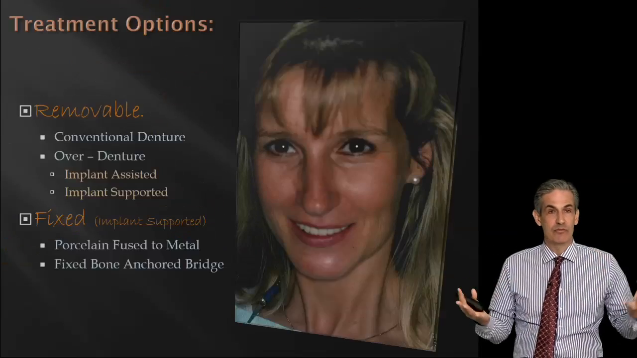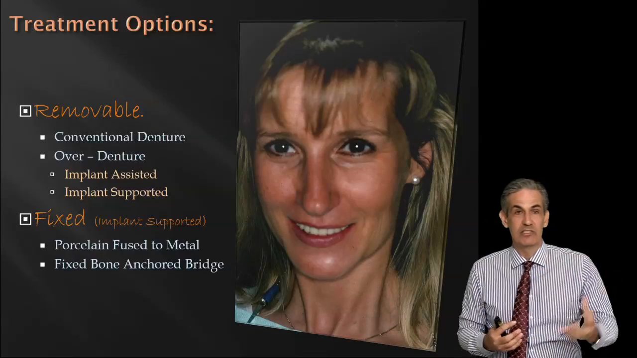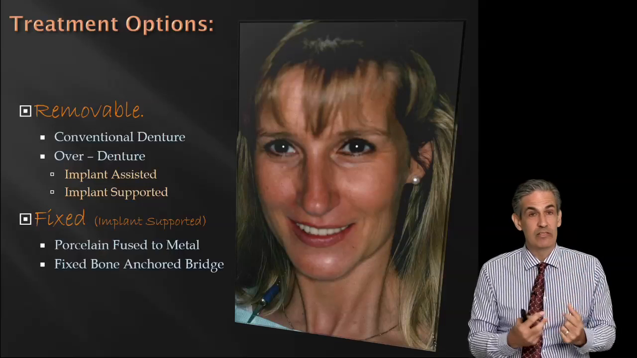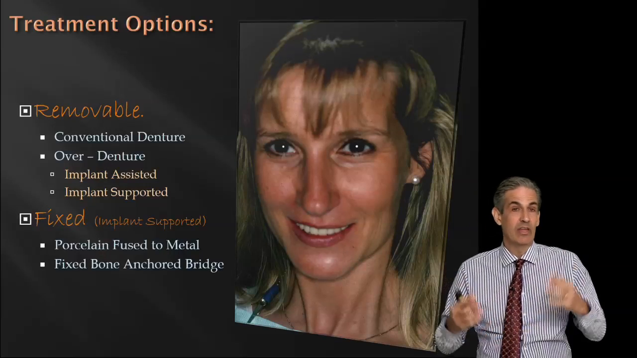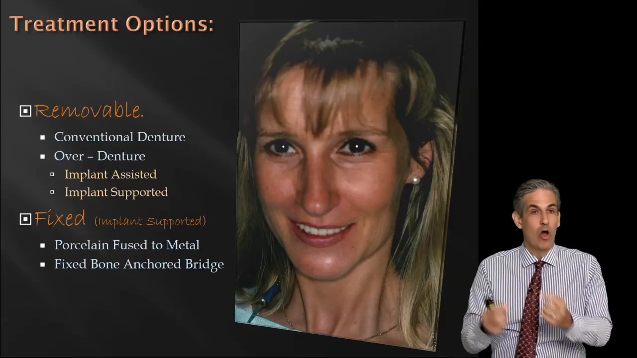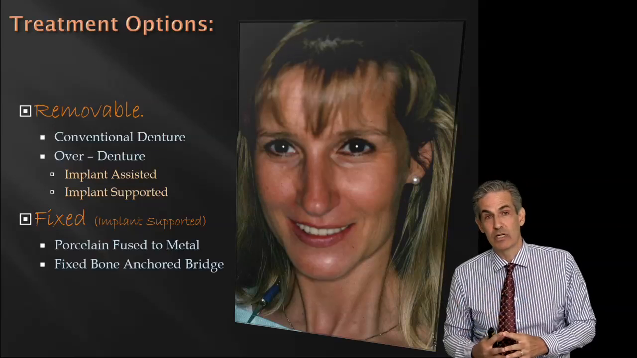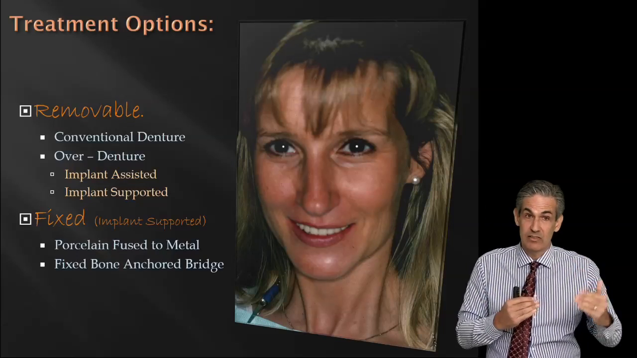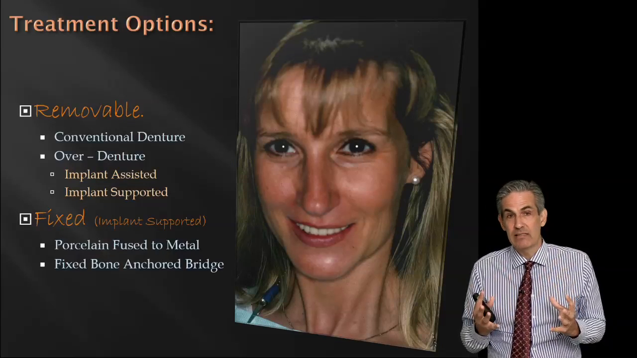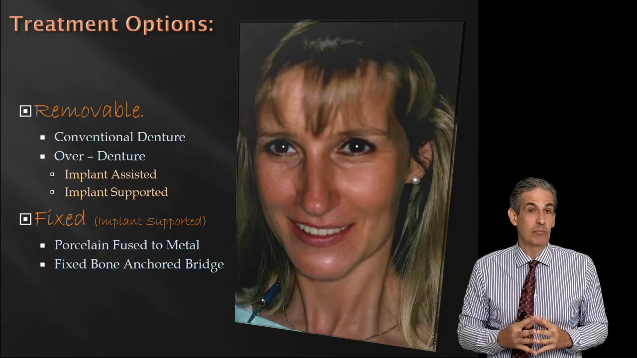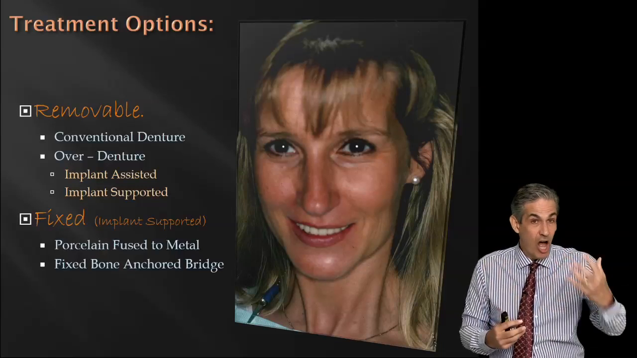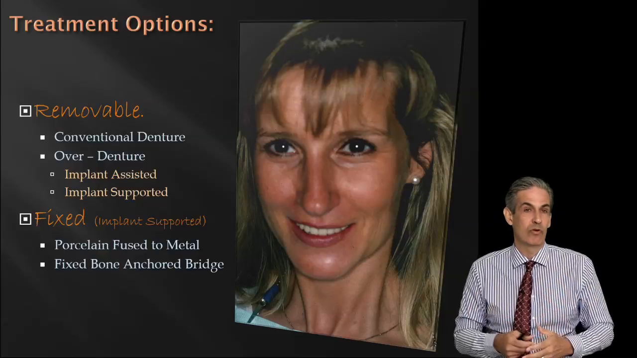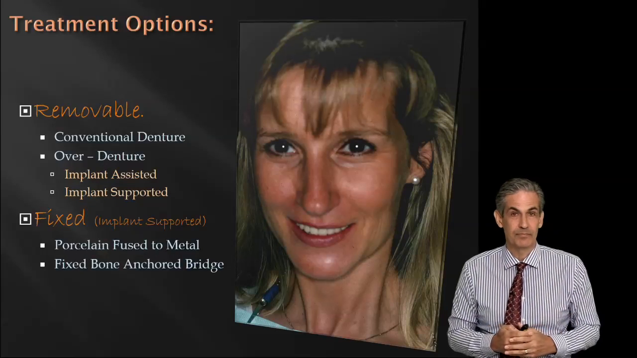There are different types of treatments, and we need to review these. A conventional denture versus an overdenture, and the overdenture can be completely supported by the implants or just assisted by the implants. And then fixed. Do we do porcelain fused to metal, or do we do a hybrid, a fixed bone anchored bridge? What's so important to understand is the challenges of doing the fixed. If we don't have enough restorative space and we've quoted a fee for a fixed bone anchored bridge, we could be killed because our laboratory costs for doing the porcelain fused to metal might be more than what we've quoted the patient to do the hybrid restoration.